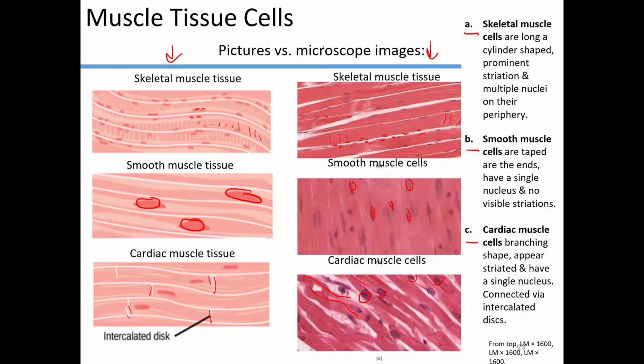So again, these are going to be our muscle tissues, and you can see, again, we have the types here with our representations here, as well as those definitions.